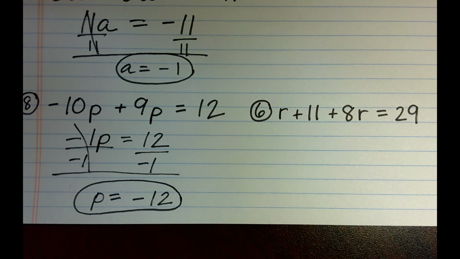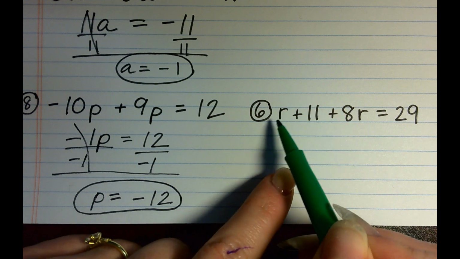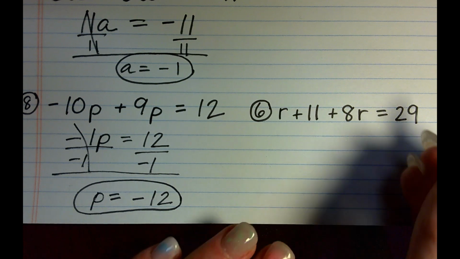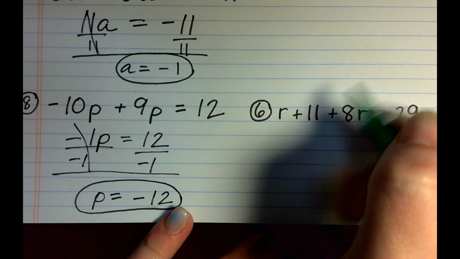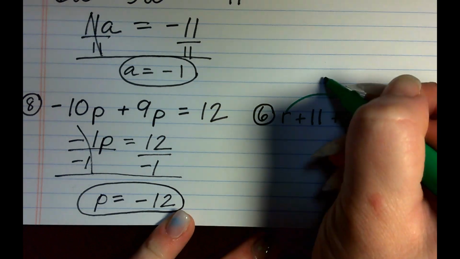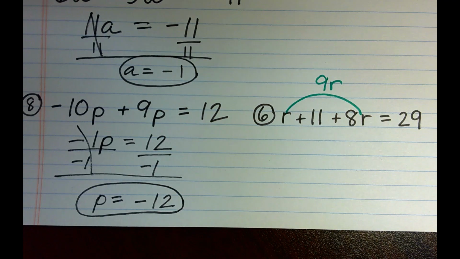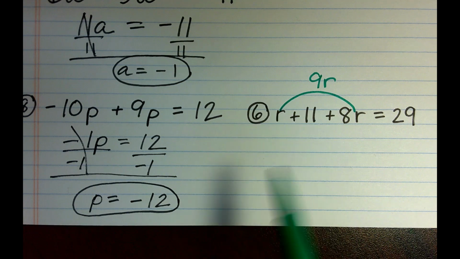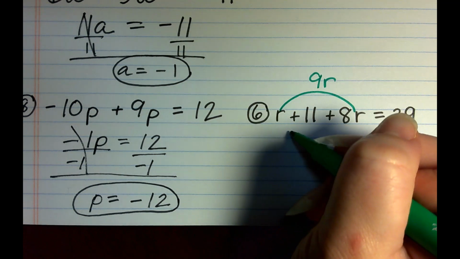Either way works. So both ways will give you the same answer. You could even do both steps at the same time. You could say, well, 8r plus r is what? 9r. Oh, that's right. That's what was confusing me. I forgot r is always one. Then let's subtract 11 from both sides.